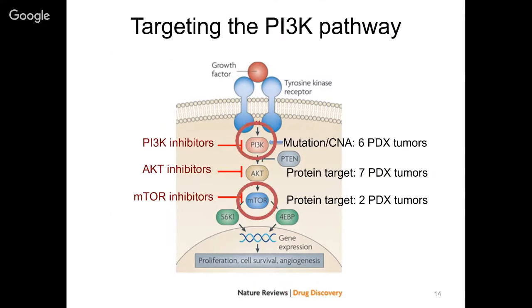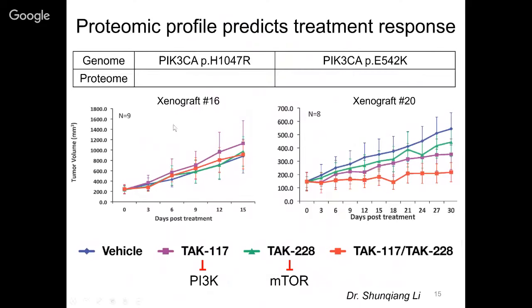But you can see that for these two xenografts, I'm going to tell a tale of two xenografts. And they both have PIK3CA hotspot mutation. For both of them, they were treated by Dr. Shengquan Li with PI3 kinase inhibitor, as well as mTOR inhibitor, as well as a dual inhibitor treatment. However, it's interesting to see that xenograft 16 almost did not respond to any of these treatments, although it does have a PIK3CA hotspot mutation. Xenograft 20, on the other hand, responded to either treatment, and when a dual treatment is applied, the tumor is almost stagnant in mice.